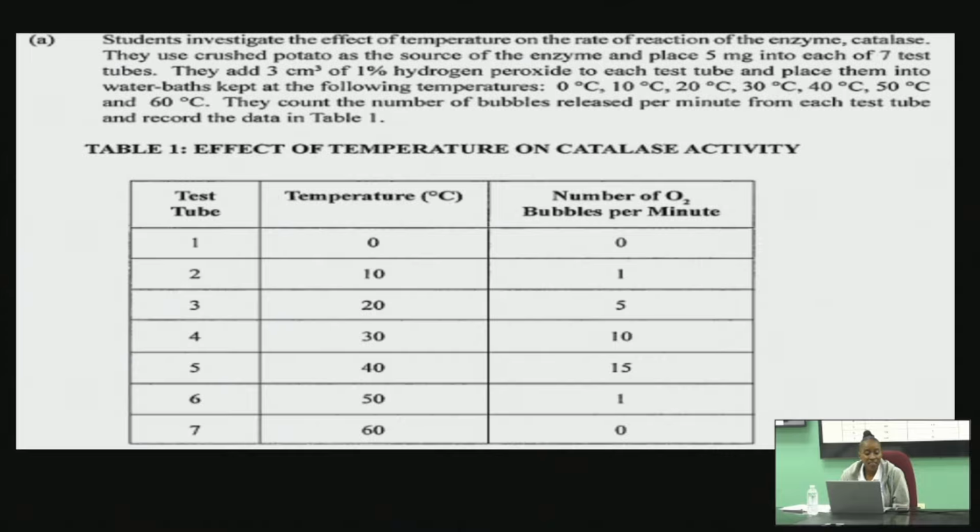They are asking them to add 3 centimeters cube of 1% hydrogen peroxide to each test tube and to place them into water baths kept at the specific temperatures listed: 0, 10, 20, 30, 40, 50, and 60 degrees Celsius. Then the students would have been counting the number of bubbles released per minute from each test tube, and they would have recorded the data in the table that we are seeing on screen.